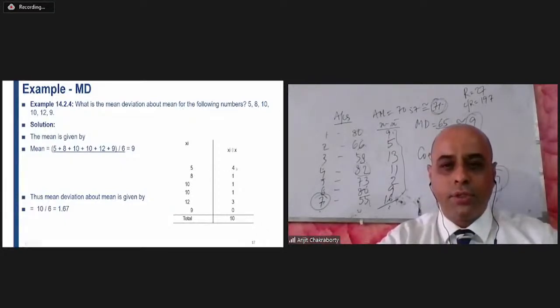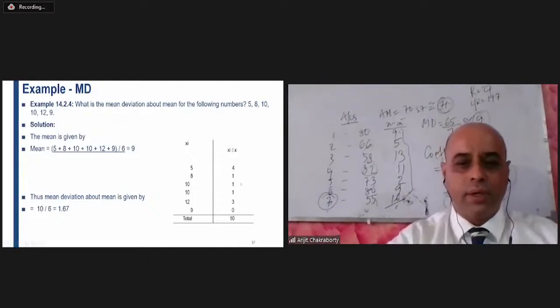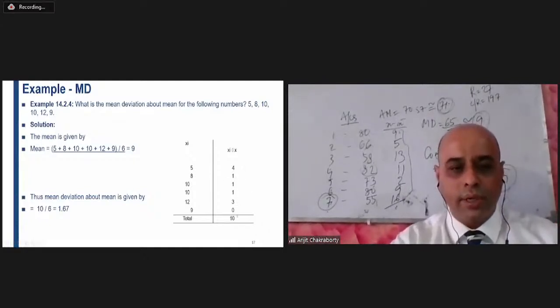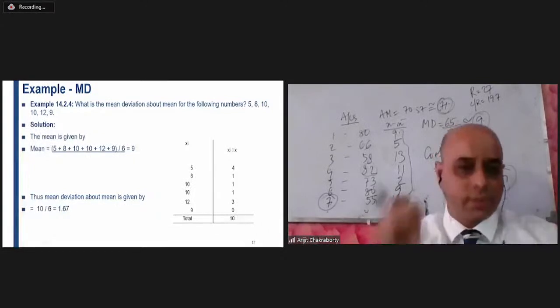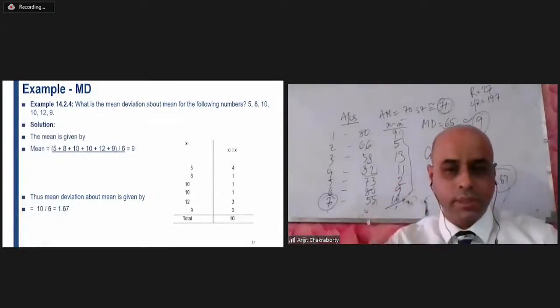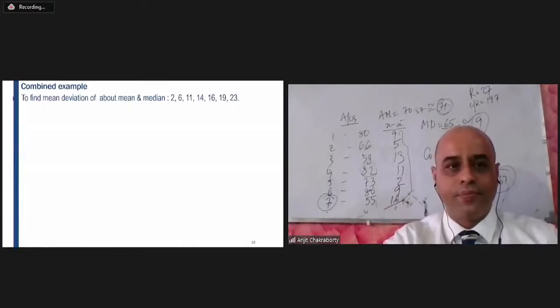5 and 9, the deviation is 4. 8 and 9, deviation is 1. In this way, the total deviation comes to 10. The number of observations here is 6. So 10 by 6 is 1.67. That gives you the mean deviation.